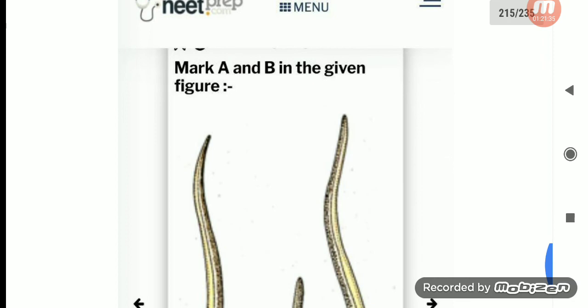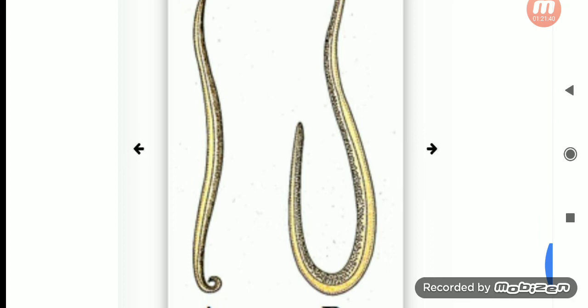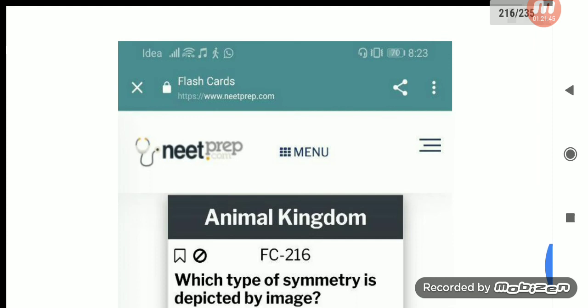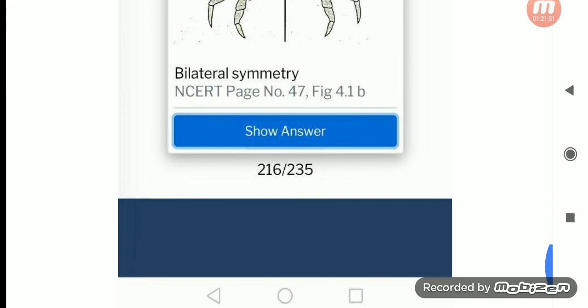Radial symmetry. Male roundworm is a little shorter and female roundworm is a little bigger. Which type of symmetry is depicted by image? Bilateral symmetry is depicted by this image.